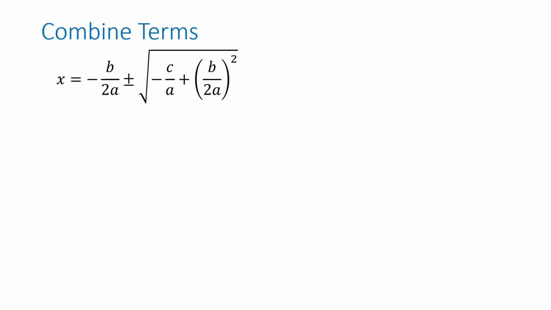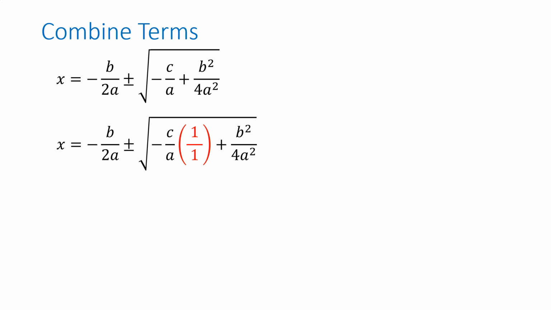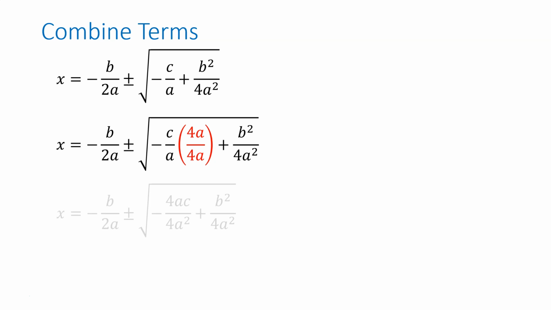Let's do some additional work. Let's see what we get if we combine the terms. First, let's evaluate the square. b over 2a squared is b squared over 4a squared. We can then multiply the first term under the square root, negative c over a, by 1. We want to match the denominators, so we rewrite 1 as 4a over 4a. After we do this, we do indeed get matching denominators. Under the square root, we get negative 4ac over 4a squared plus b squared over 4a squared.